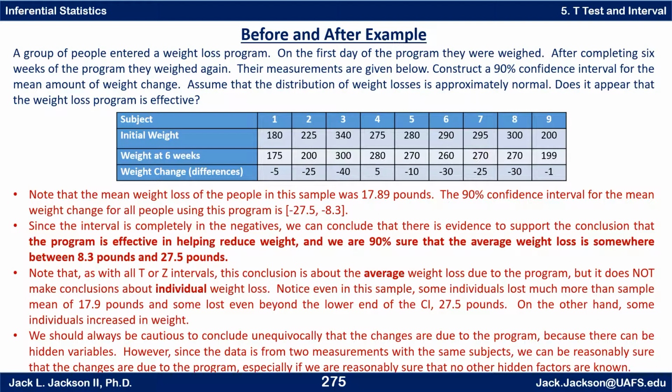We should always be cautious to conclude unequivocally that the changes are due to the program, because there can be hidden variables. However, since the data is from 2 measurements with the same subjects, we can be reasonably sure that the changes are due to the program, especially if we are reasonably sure that no other hidden factors are known.